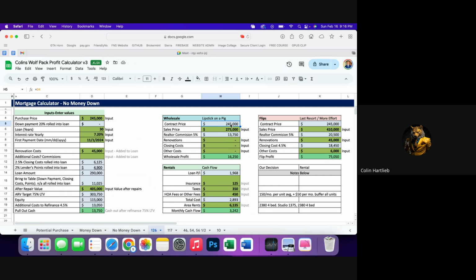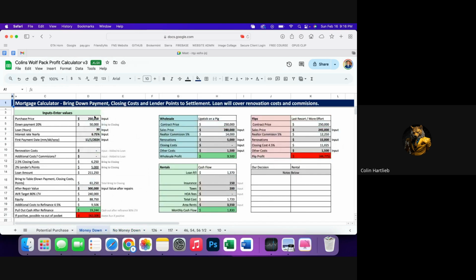For wholesale, you're literally just going to have the contract price, the sale price, how much you assign the contract for, and then what's your commission. Are you paying any realtor commissions? And then your profit. Okay, flip is the same thing: buy price, sell price. How much commissions are you going to pay? How much renovations are you going to do? How much closing costs are you going to have when you sell the property? And then any other costs you're going to have along the way, like interest that you're paying on the monthly payments until you finish. And this is your profit. If you have any questions, let me know. But this is for the no money down.